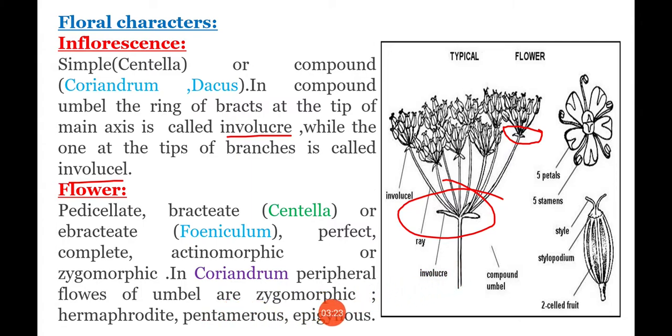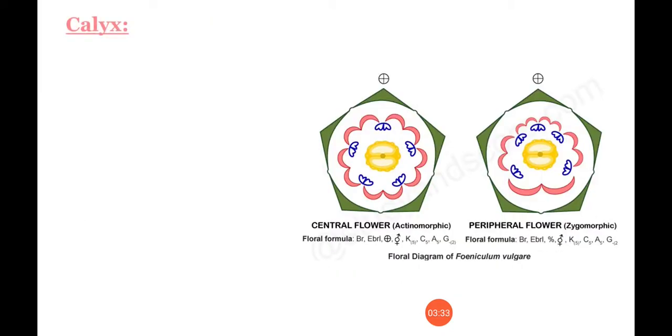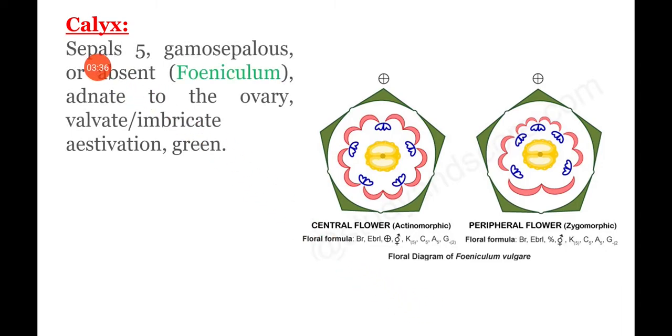Next, flowers are pentamerous. Next, flowers are epigynous. Next, calyx comprising 5 sepals. 1, 2, 3, 4, 5, like that 5 sepals are present. They are gamosepalous, that means they are fused, and sepals are completely absent in Foeniculum vulgare. These sepals are sometimes adnate to the ovary. That means they are fused to the ovary. Next, valvate or imbricate aestivation, and the sepals are green in color.